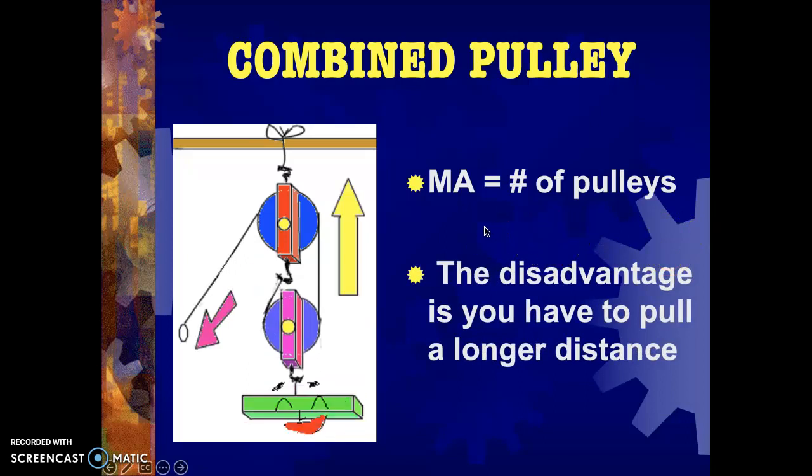The advantage here is that you're going to actually be able to pull with less force. The disadvantage is you have to pull the rope over a longer distance. So you're pulling the rope farther than you are lifting the object. Most people opt to do this simply because of the less force having to be used.